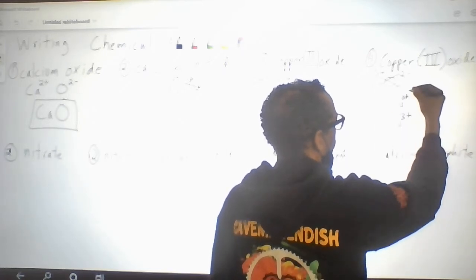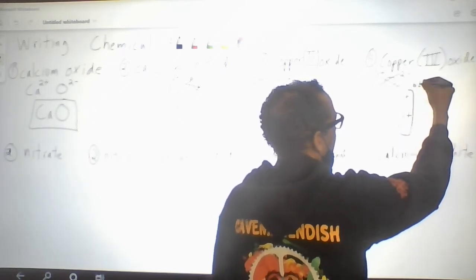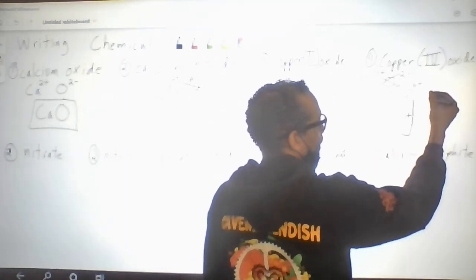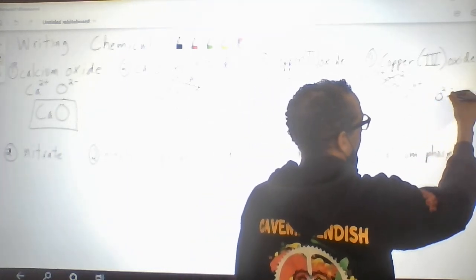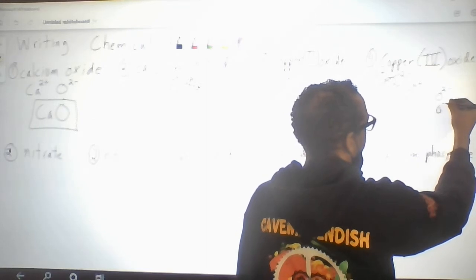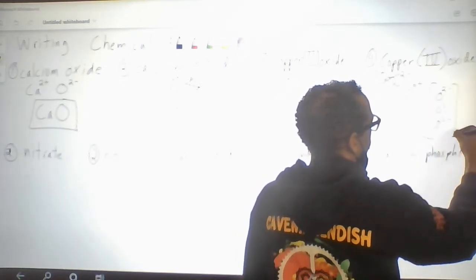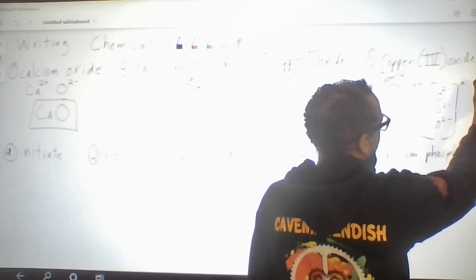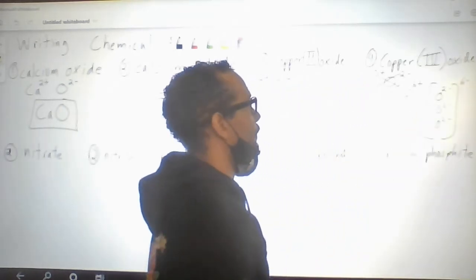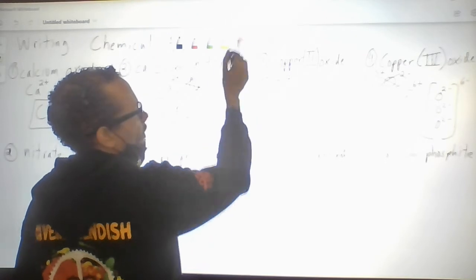So I know that this is going to be a total of 6 plus where it's charged. We have oxygen, which is 2 minus. We have 3 of those: oxygen 2 minus, oxygen 2 minus. So this is a total of 6 minus. Okay, the charges are balanced. So that's fine.